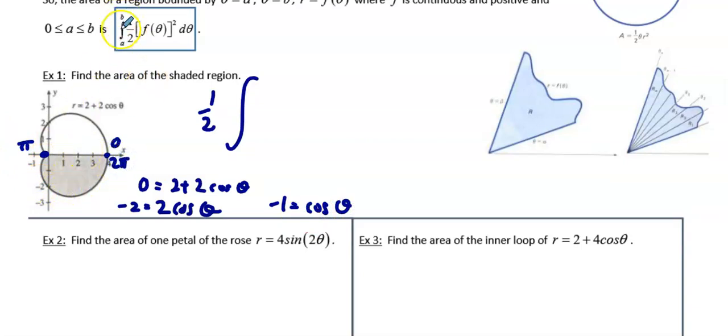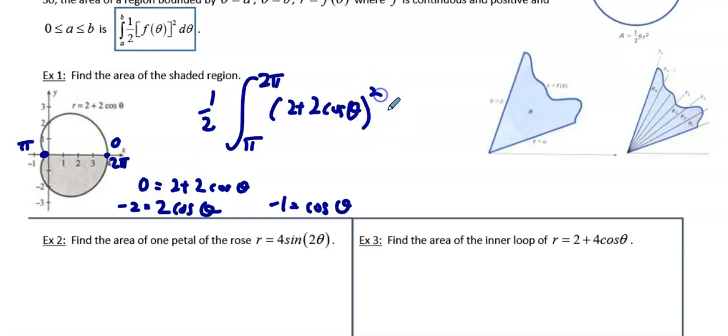So the a and the b that's represented in this example is going to be where we start. As we're tracing around our function, our first value that we hit is going to be pi. So we're going to start here at pi, and then we're going to go all the way back around to 2 pi. So we're tracing our shape. And so the a and the b is going to be the thetas where our curve actually starts to shade. And then we're going to take our function, which is going to be 2 plus 2 cosine of theta.